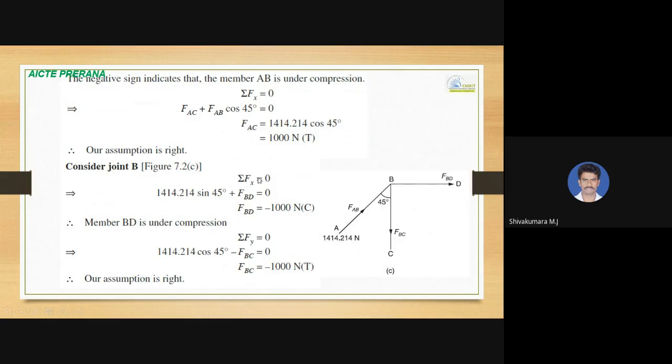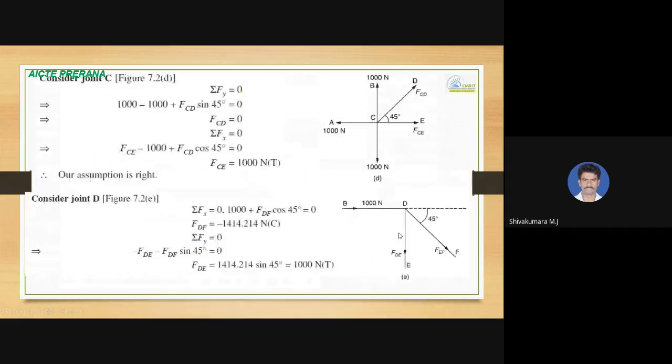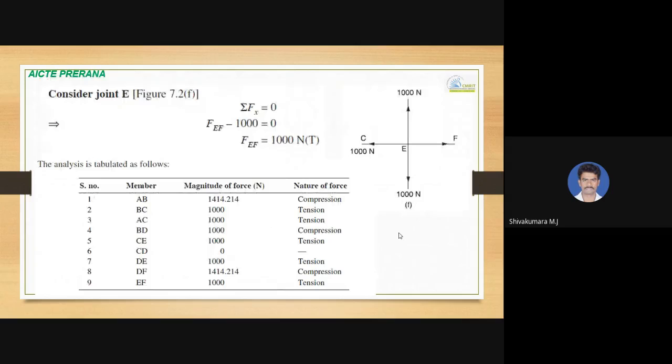Summation of Fx equal to 0, summation of Fy equal to 0. So summation of Fx means FBD and FAB, only these two components will come. However, we have the value of FAB, so that we will get FBD. And then a summation of Fy, if you apply, FBC and FAB, only these two components will come. If you substitute the value of FAB, you will get FBC. So like this, we have applied the same conditions of equilibrium at all the joints, and finally we get the member forces in all the members.